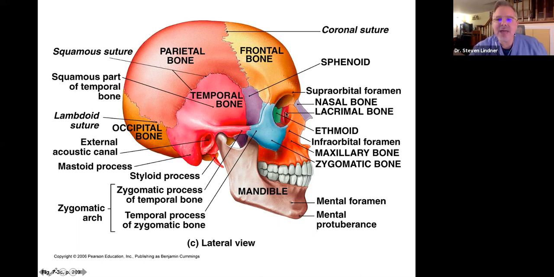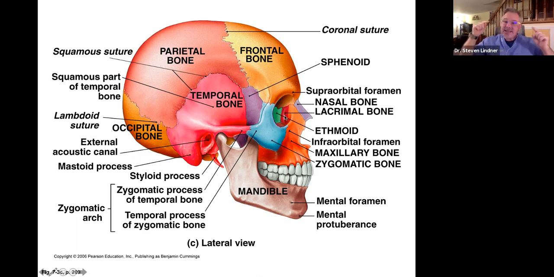And then we have our lacrimal. So you have your lacrimal, your ethmoid, and then your sphenoid. LES, less: lacrimal, ethmoid, and sphenoid. One right in the center, nasal bone. Lacrimal has the lacrimal duct.